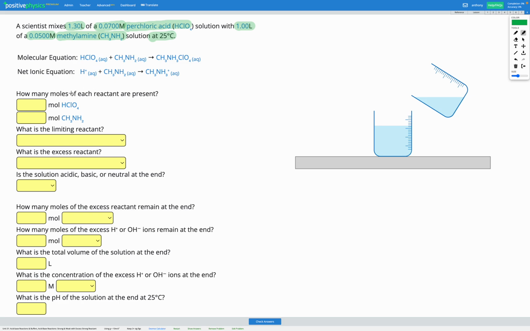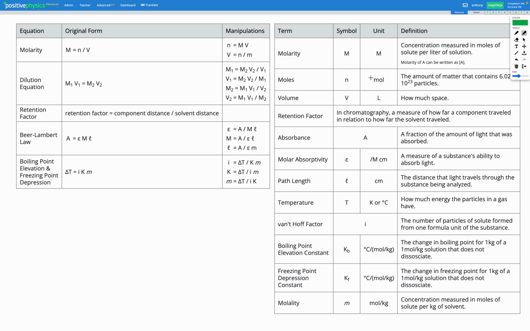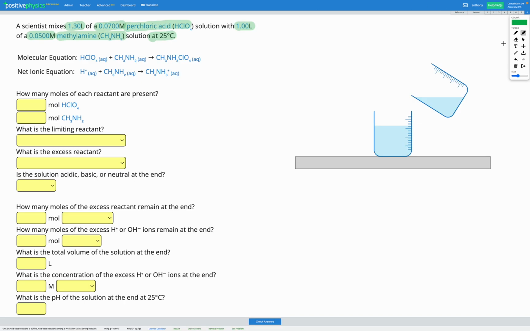Okay, let's start out by figuring how many moles of each reactant are present. Let's head to the reference sheet. Here's the solutions page on our equation sheet. Here's the molarity equation. Molarity equals the number of moles divided by the volume. We're trying to calculate the number of moles here, so let's multiply by V on both sides and cancel the V's on the right. That gives us the number of moles is equal to the volume times the molarity.